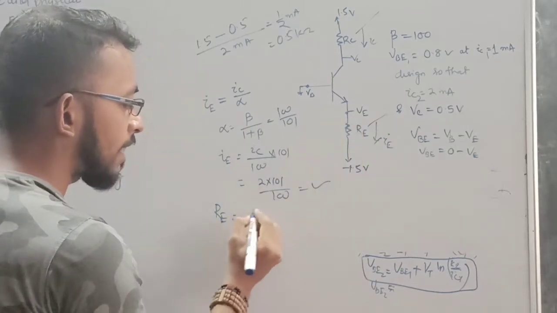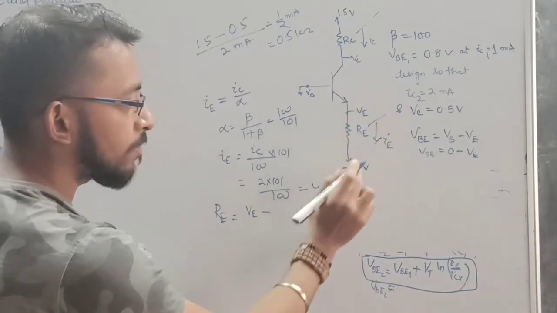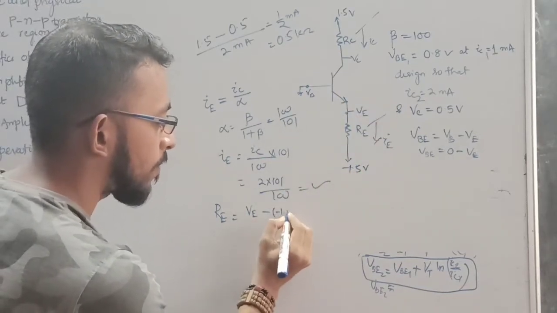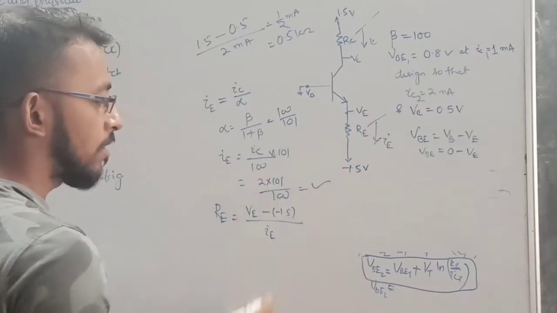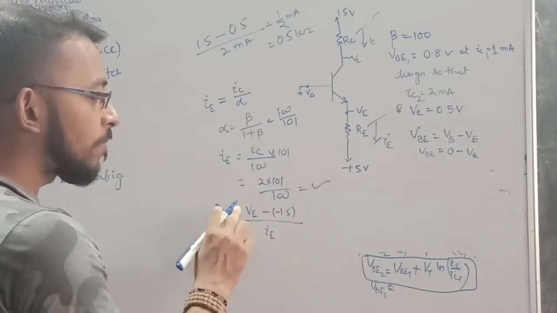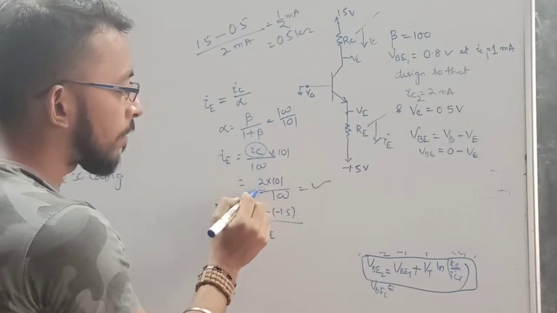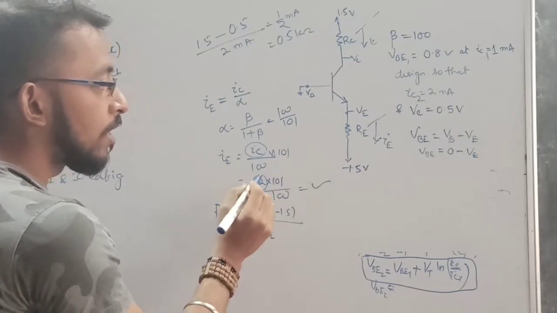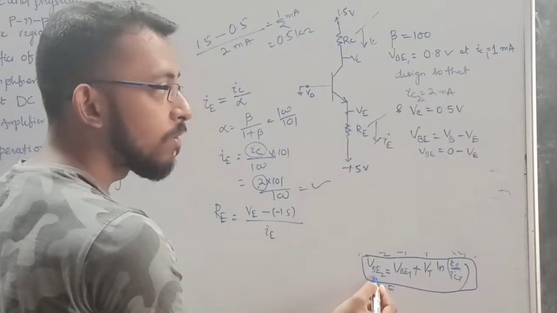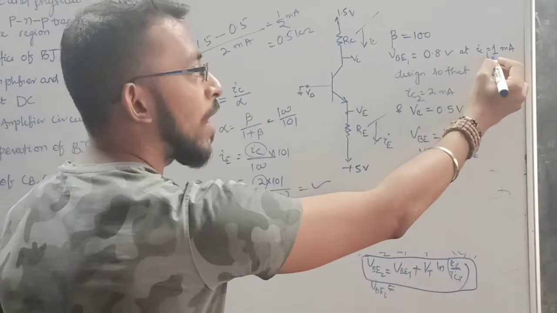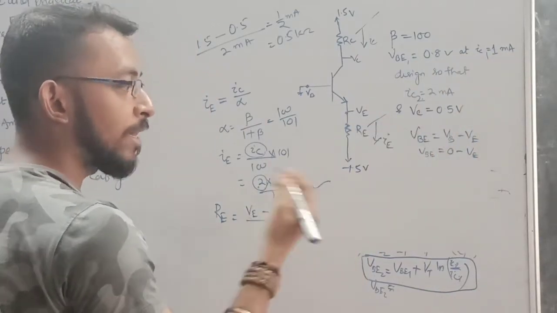Then how to find this RE? RE is nothing but VE minus this voltage, minus of minus 1.5 volt, divided by the current, that is this IE that I found from here. Then which value of VE do you have to use? You see here I used a current of 2 milliampere. Since I used a current of 2 milliampere, I have to use my VBE2 value. If I would use the current of 1 milliampere, then I should use this 0.8 volt in place of VBE, that is, in place of minus VE.